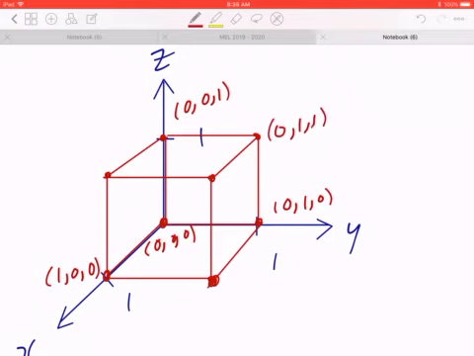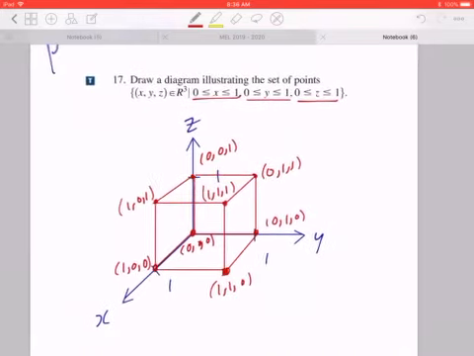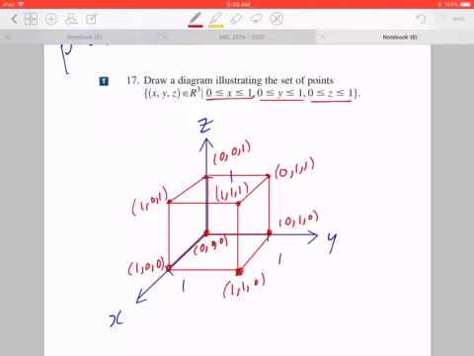This other corner will be 1, 0, 1. The bottom corner is going to be 1, 1, 0. Last but not least, this corner is going to be 1, 1, and 1. So there's the diagram. I hope this makes sense.